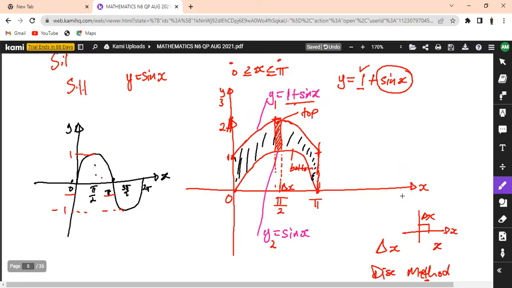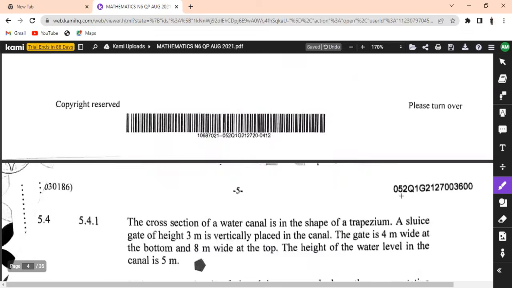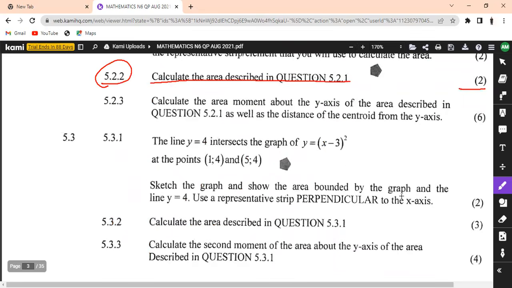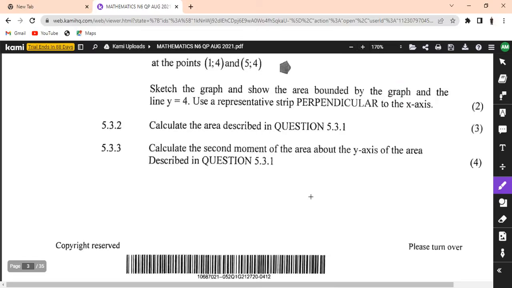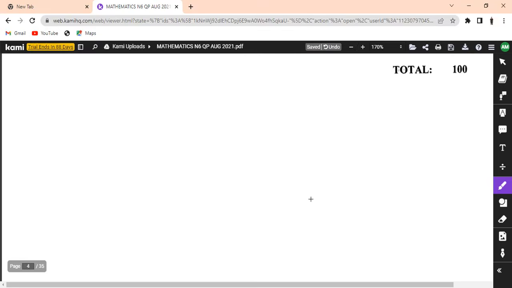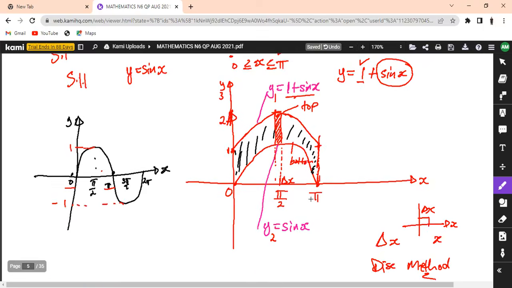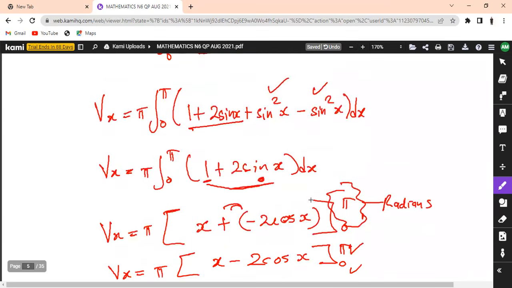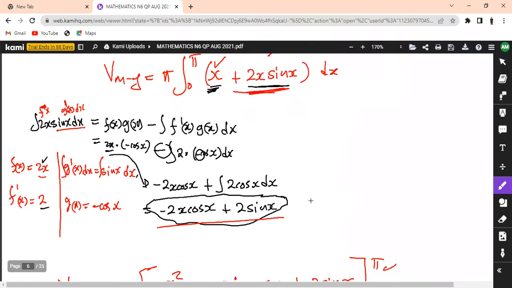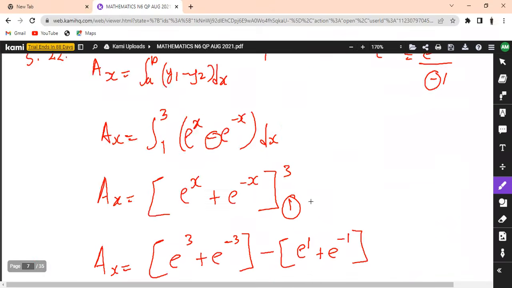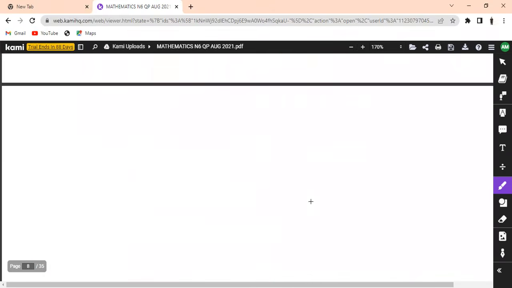Let's see the other question. Now we are given to calculate the area moment about the y-axis of the area described in question 5.1, as well as the distance of the centroid from the y-axis. That is what we have in this case. It's just a continuation of what we did previously. Area times what? Area times x. We have the area moment just like that, so it's going to be area times x.